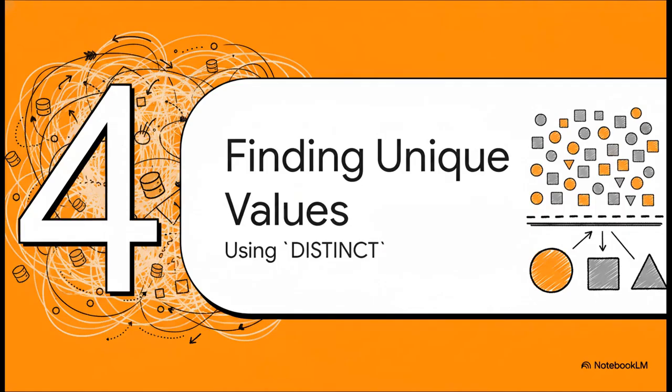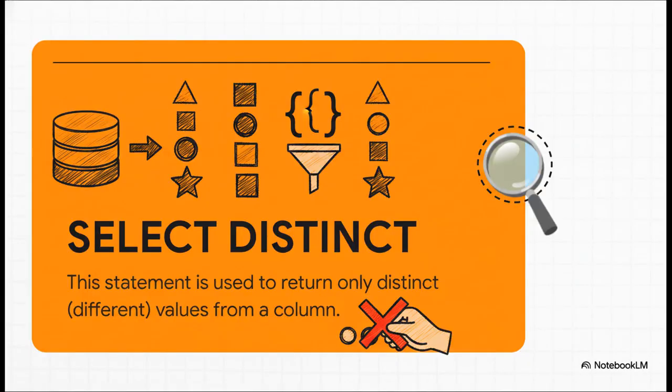So, how do we fix this mess? How can we tell the database, hey, cut through all that noise and just show me the unique values? Thankfully, SQL has another keyword designed for this exact problem, and that word is distinct. So, select distinct is basically our deduplication filter. Its one and only job is to look at the list of results, find all the duplicates, and just toss them out. What's left behind is a beautiful, clean list of only the unique or distinct items.